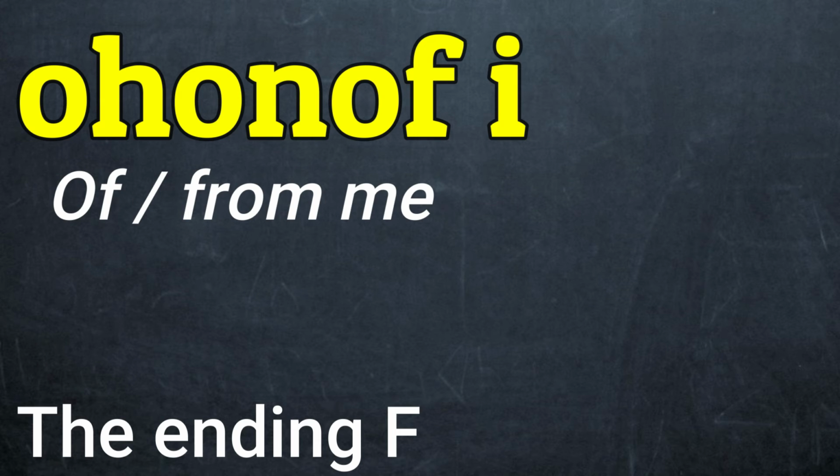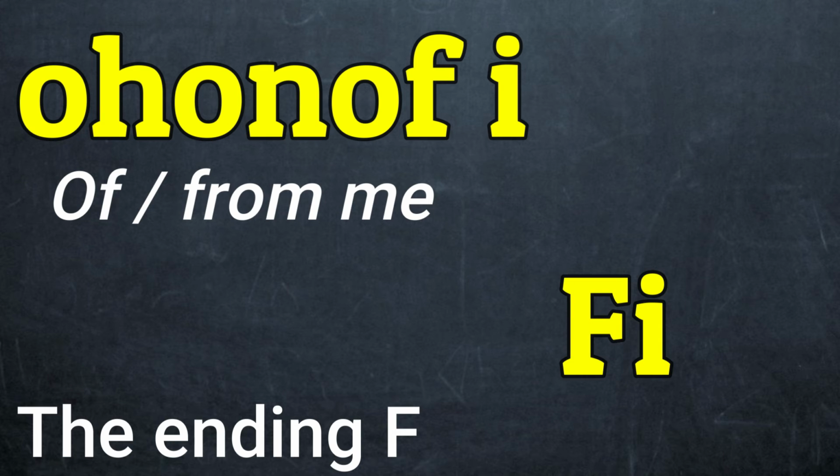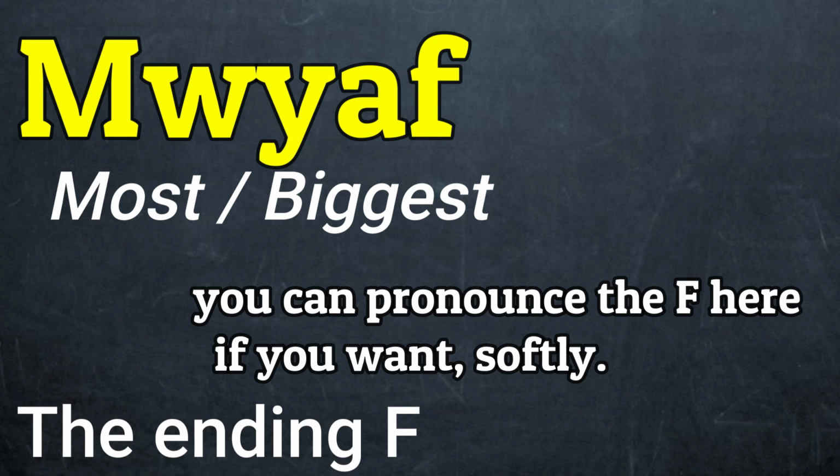But then you have the conjugation of prepositions like ohona vi. Ah, I pronounced it, didn't I? That's because in the speaker's ear it sounds like V, meaning me. So when it's conjugated, you usually would pronounce it. But at the end of words, like muya, most, you don't pronounce it.